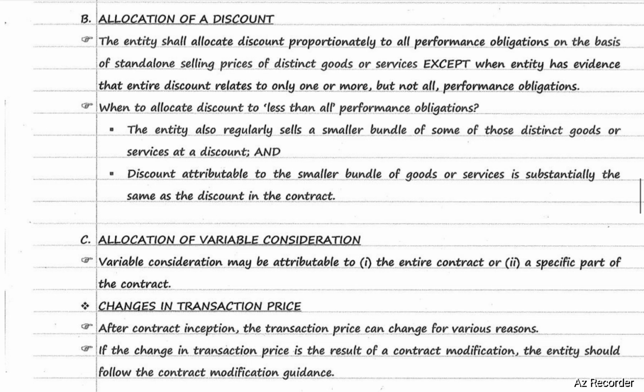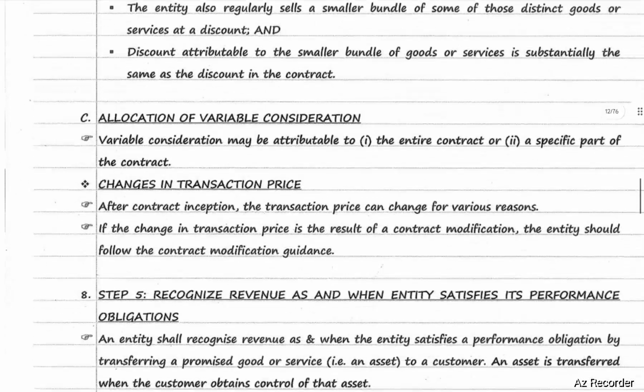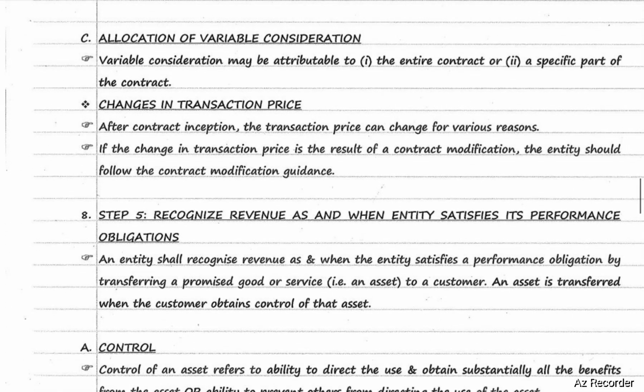When to allocate discount to less than all performance obligations? When the entity also regularly sells a smaller bundle of some of those distinct goods or services at a discount, and the discount attributable to the smaller bundle of goods or services is substantially the same as the discount in the contract. In such a case, discount will not be allocated to all performance obligations; it will be allocated to less than all performance obligations. For example, that means 1 or 2 items only. Next, allocation of variable consideration. Variable consideration may be attributable to the entire contract or a specific part of the contract.